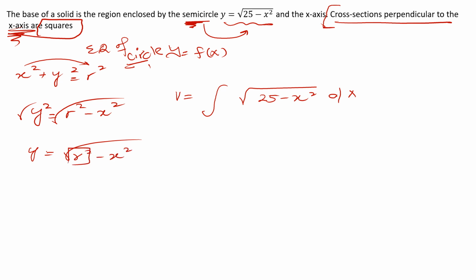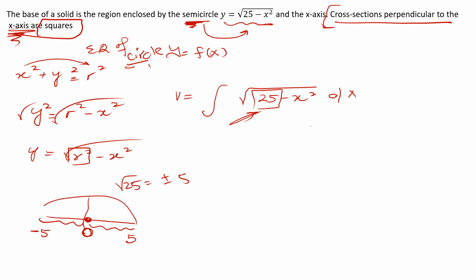So what is this? This is actually the radius. The radius is the distance from the center to the edge of the circle. In this case, it is written as 25, so what is the square root of 25? It's plus or minus 5. If you are making a semicircle lying on the origin, then on this side the point is negative 5, and if you go on this side, it will be positive 5. So that would be a semicircle.